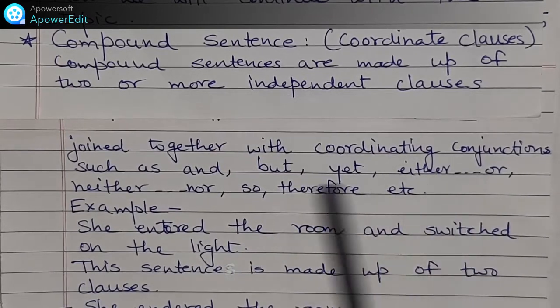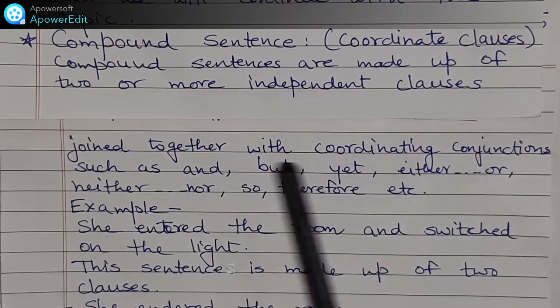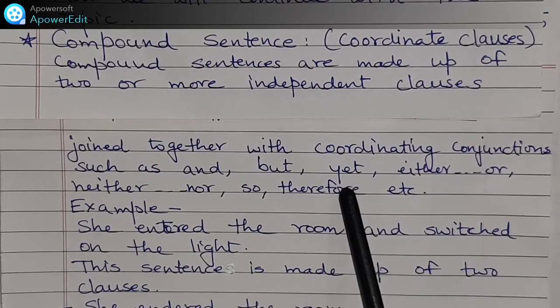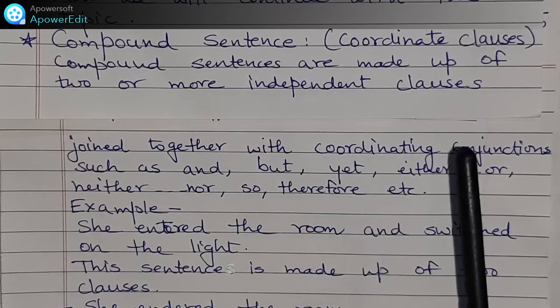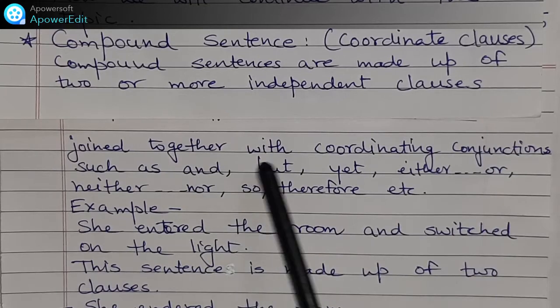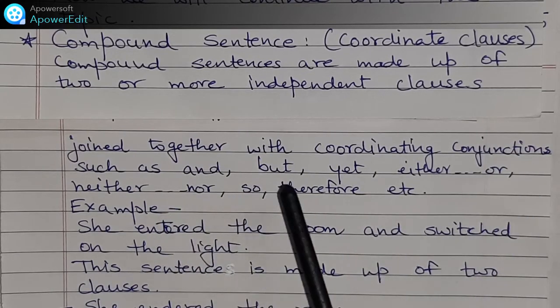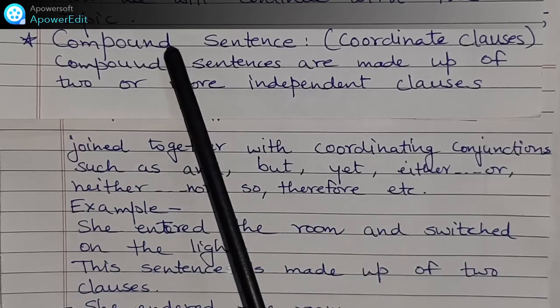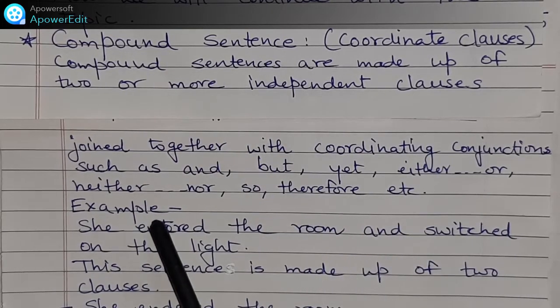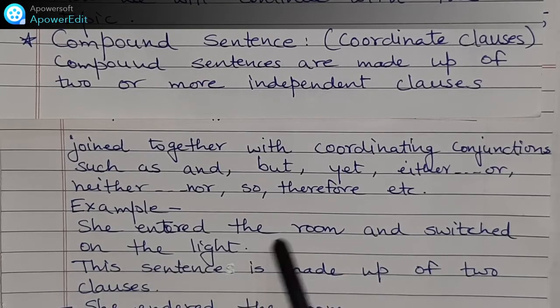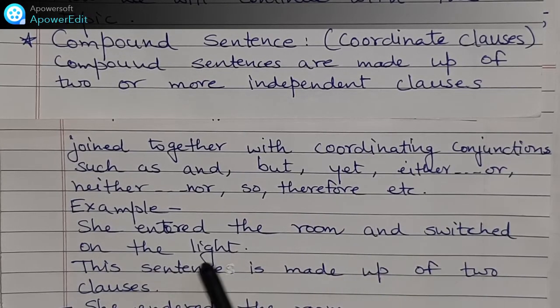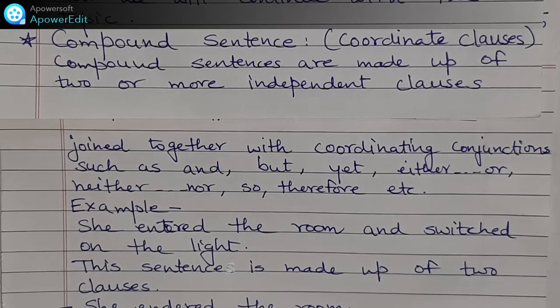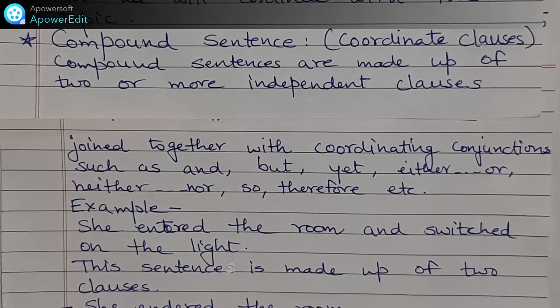So these are coordinating conjunctions, and when two or more independent clauses are joined together with these coordinating conjunctions, then they form a compound sentence. For example, she entered the room and switched on the light. This sentence is made up of two clauses. Clause number 1, she entered the room, and she switched on the light.